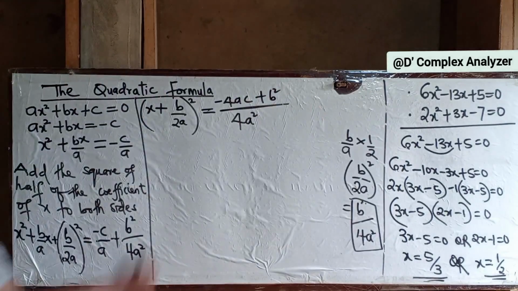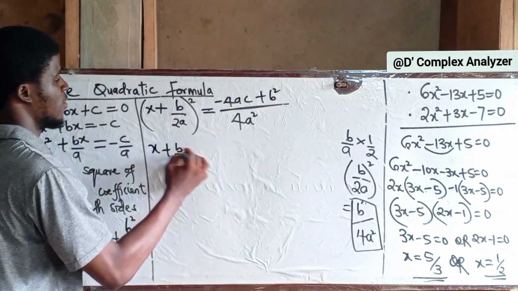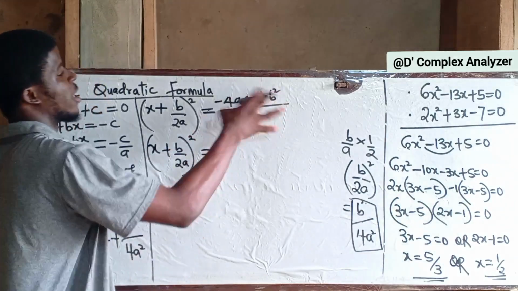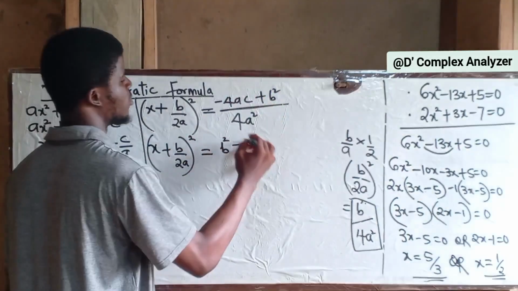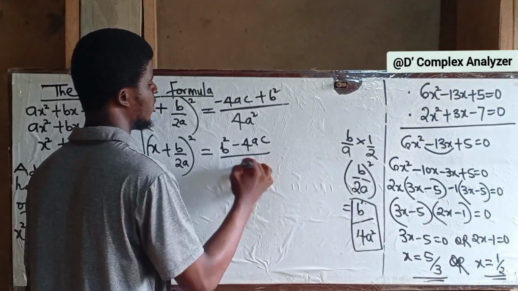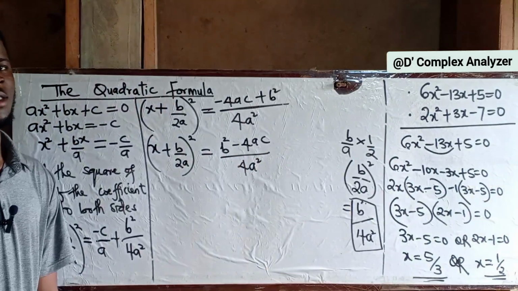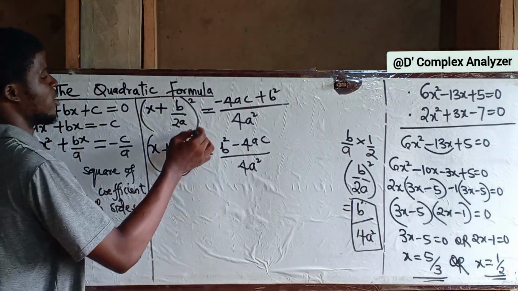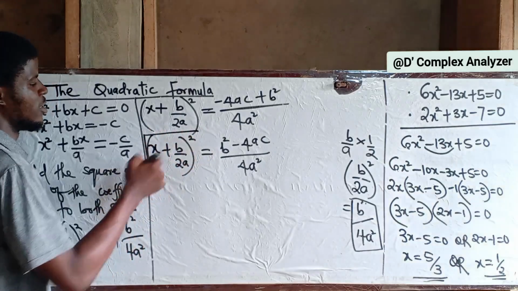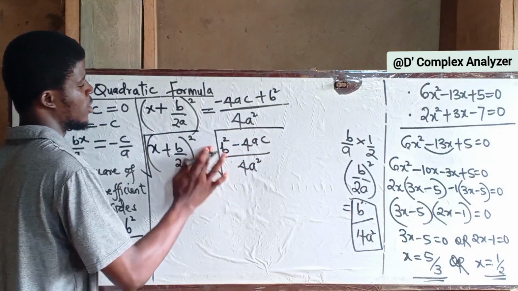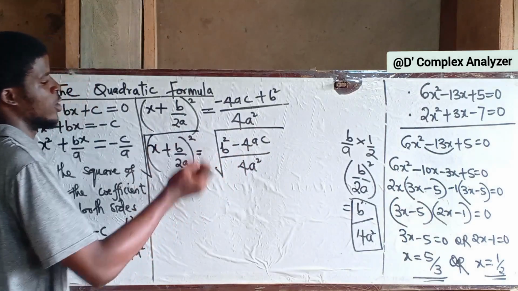Are we there? So this is x plus b over 2a all to the second power is equal to, I can write this as b squared minus 4ac divided by 4a squared. The next thing is to take the square root of both sides. Alright? I'm going to take the square root of both sides to eliminate this square from here. The attempt is to solve the equation for x. So I should remove the square.